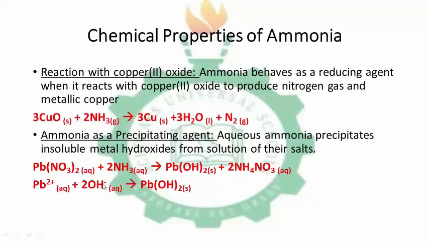Now, this is the ionic equation for the reaction. Now, the lead Pb2 plus from this lead nitrate and the OH minus from the aqueous ammonia, then it forms the lead hydroxide, which exists as a precipitate in the solution.